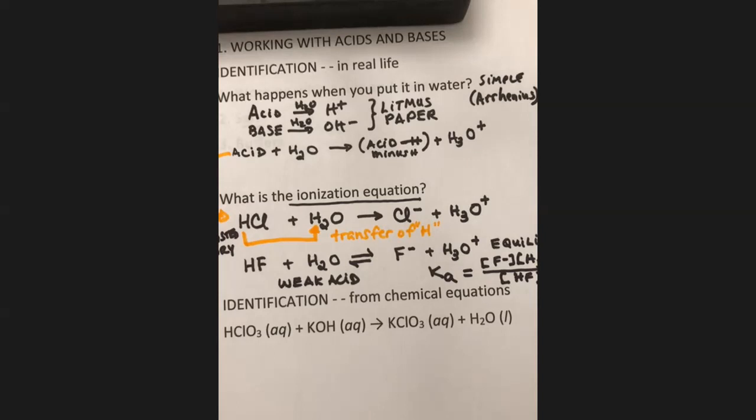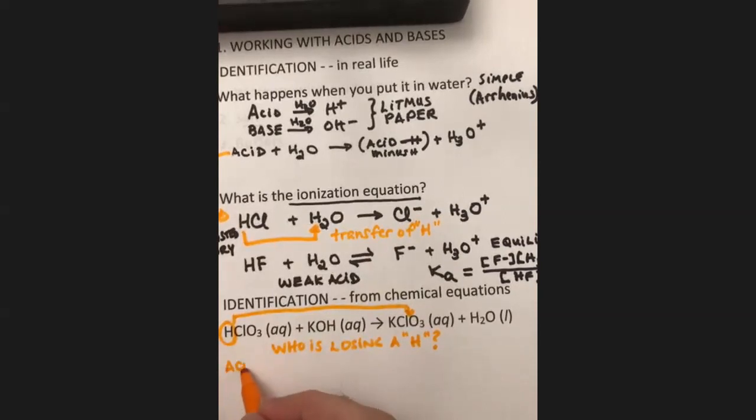So what we look for is, we ask the question, who is losing a hydrogen? Is it HClO3 or KOH? Well, it looks like this guy here is the one that's losing a hydrogen, because ClO3 started with H and now it's with K. So that means that that guy there is the one. So therefore, that is my acid.